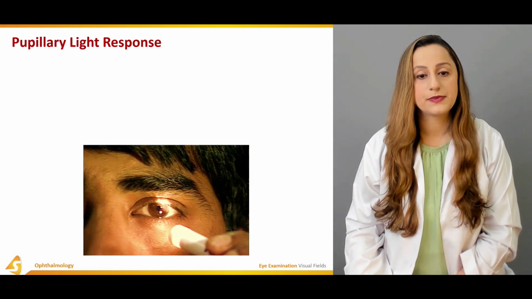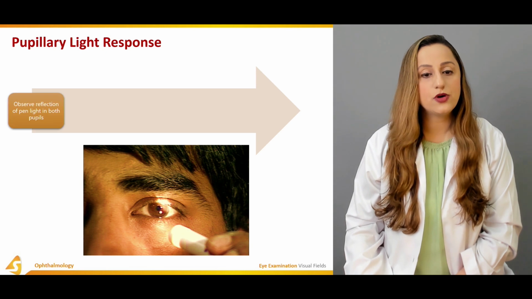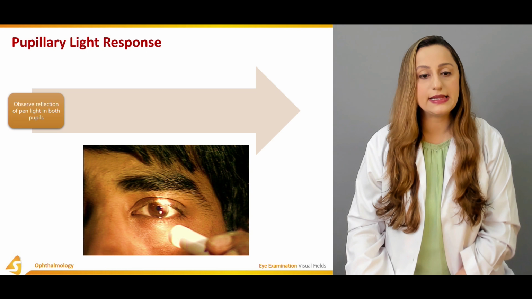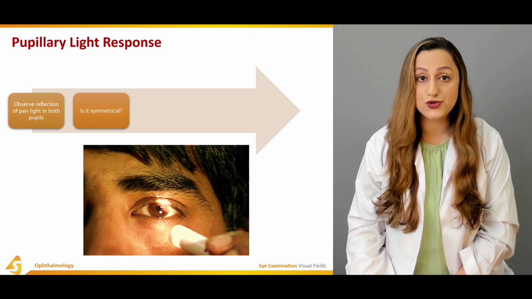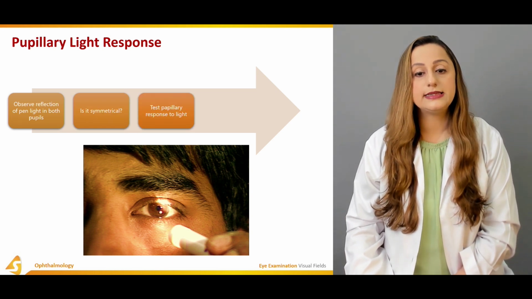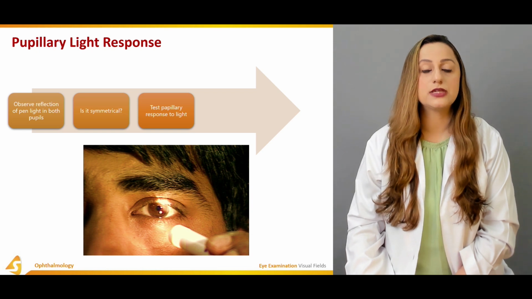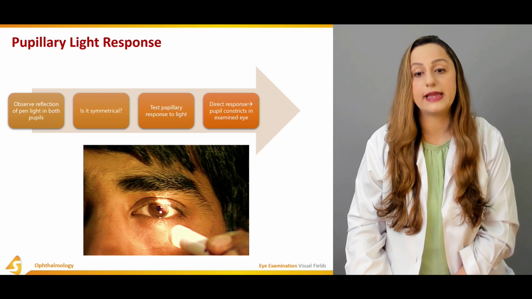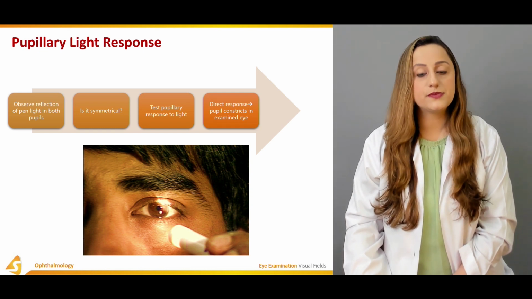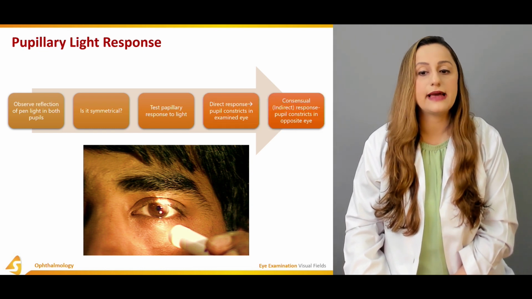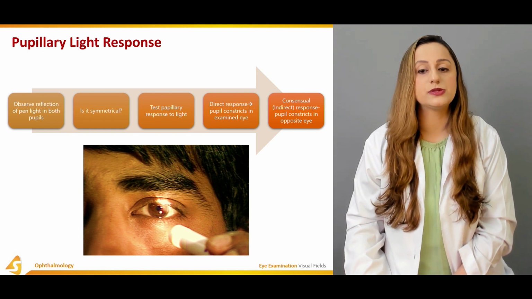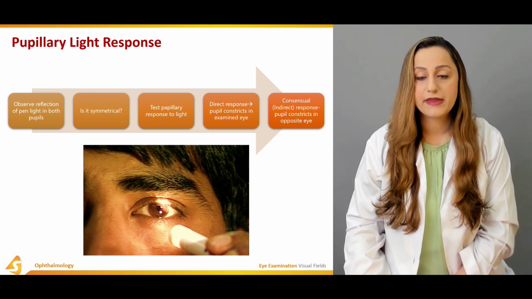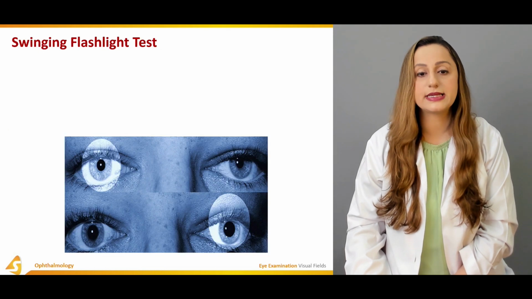other hand. So when we talk about these pupillary light responses, they observe the reflection of the pen light in both pupils. Is it symmetrical or not? They test the pupillary responses to the light, also the direct pupillary responses and also the consensual light responses. Pupils constrict in the examined eye, and for the consensual responses, the pupils constrict in the opposite eye. So these are the responses that you're going to examine.